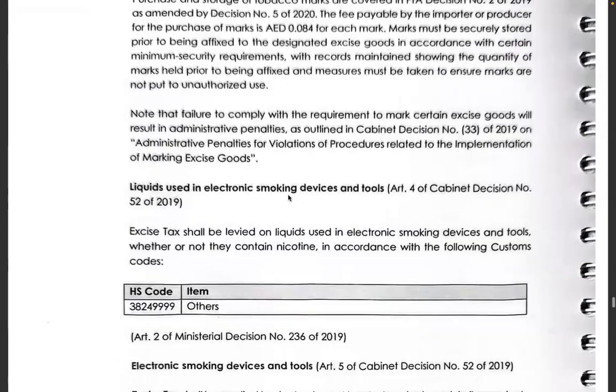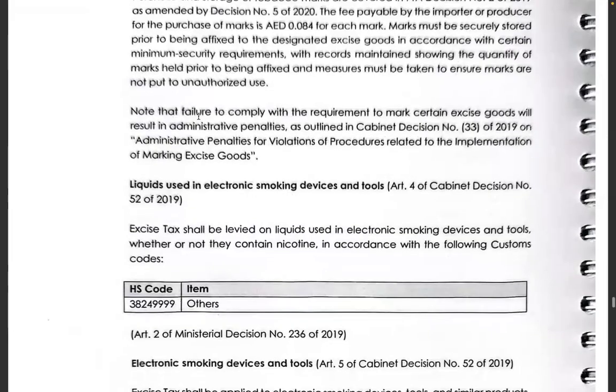designated excise goods. Note that failure to comply with the requirement to mark certain excise goods will result in administrative penalties as outlined in Cabinet Decision number 33 of 2019 on administrative penalties for violations of procedures related to the implementation of marking excise goods. So wherever there is a violation, there would be administrative penalties.